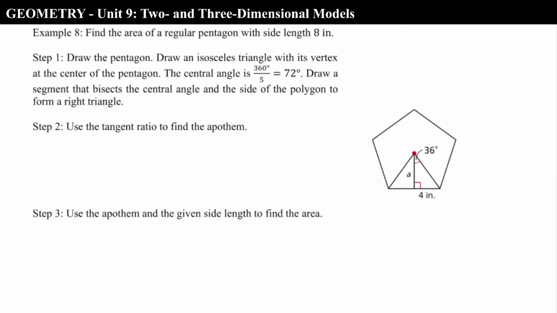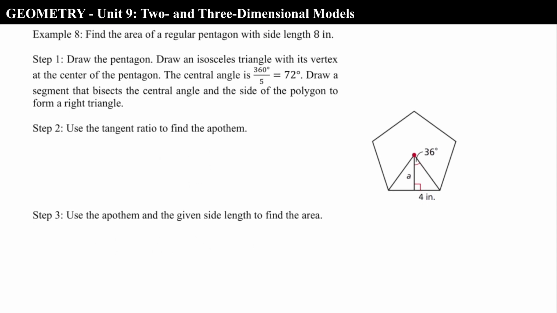In example 8, we're going to find the area of a regular pentagon with side length of 8 inches. So here we have to use a little bit of trigonometry because we don't have a special triangle, but we can use trigonometry to find what our apothem is. So the central angle is 360 divided by 5, which is 72. Half of 72 gives us 36. So this angle is 36 degrees. We know that since the side length is 8, this leg of the right triangle is going to be 4.